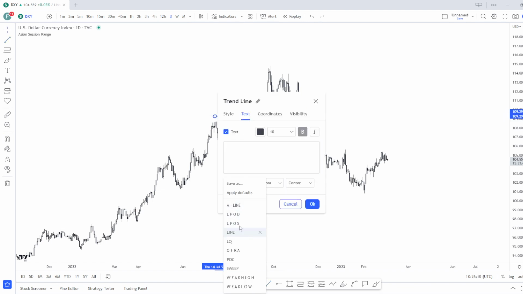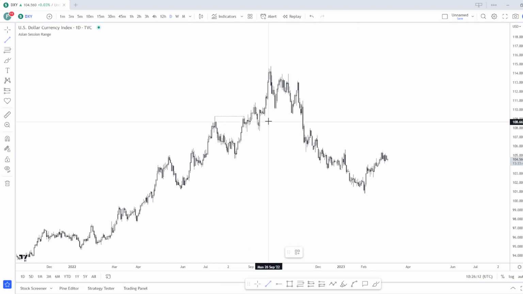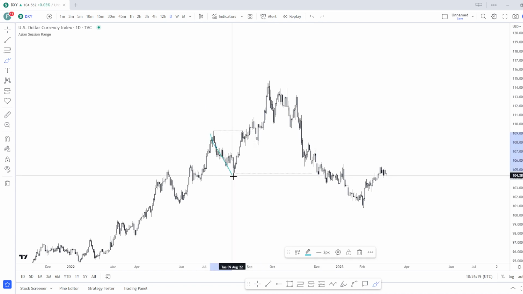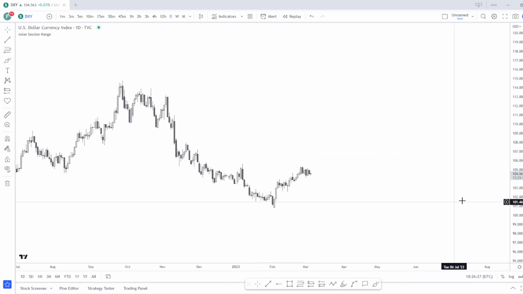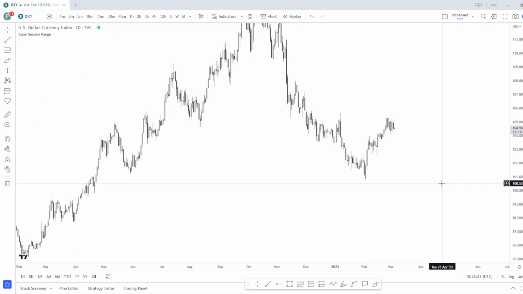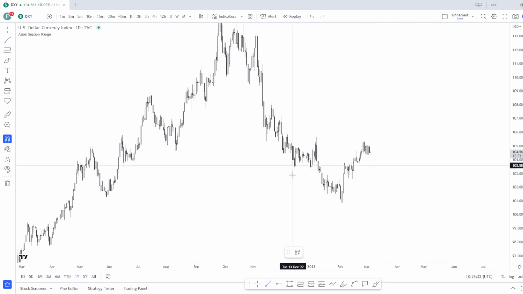We have a break in structure, and then we started to break down here. I'm not really too interested in structures like this. This is way too big of a range for me to even consider getting into. It's just nice to know where you are in price. So the structure that I'm primarily focusing on is here.